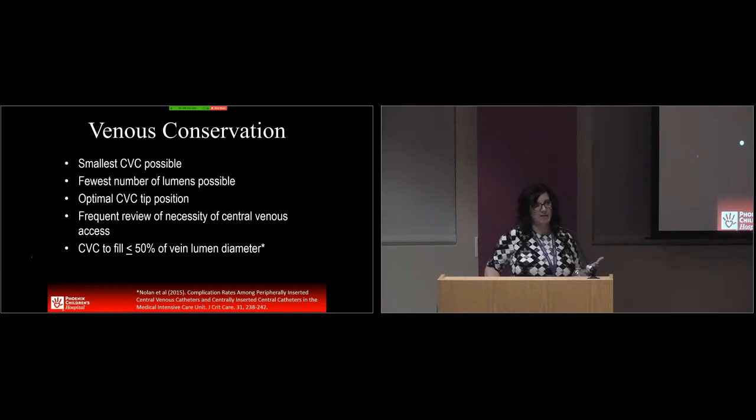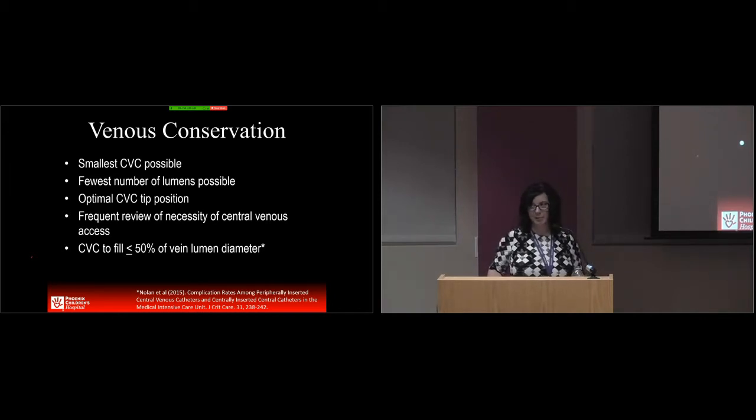Another way to think about venous conservation is to assess, does the patient still need this central line? So if you think about that daily or monthly, if it's a hem-onc patient, whatever it is, you really need to think about when is that line no longer needed. And then when it's not needed, take that line out. And the goal is to choose a catheter that fills less than 50% of the vein lumen. It's not always possible in our NICU babies and smaller kids, but that would be a goal for venous conservation.